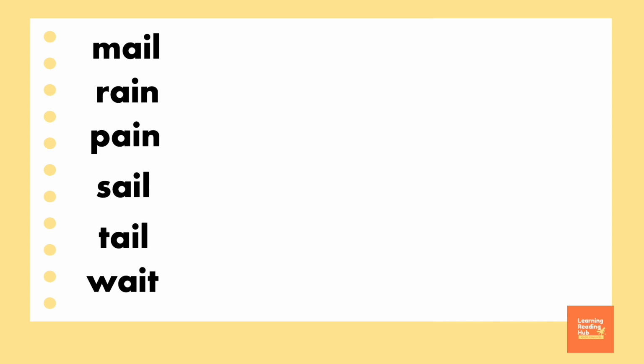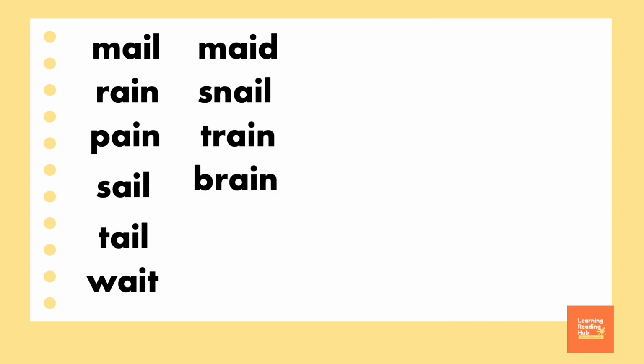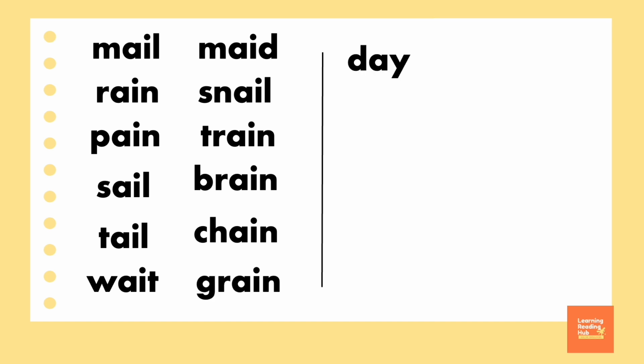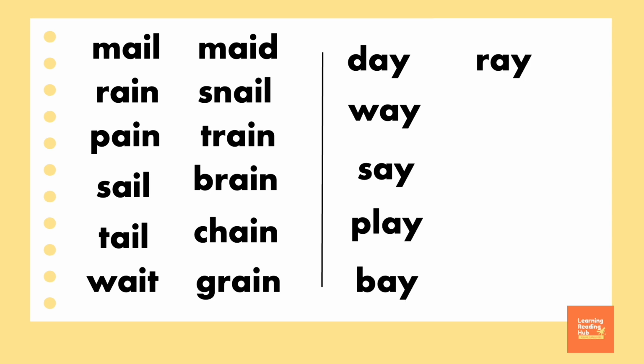Some simple and very common words that have this spelling are mail, rain, pain, sail, tail, wait, made, snail, train, brain, chain, grain. Day, way, say, play, bay, ray, may, pay, stay.